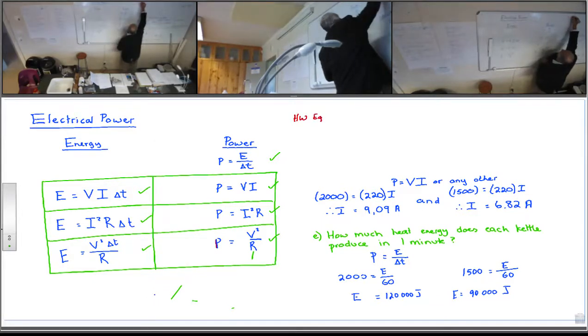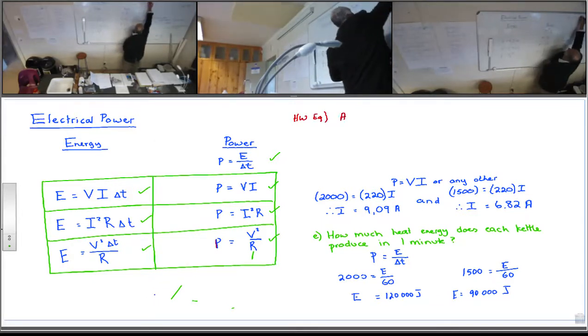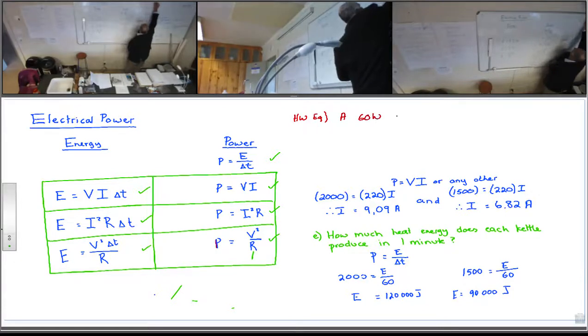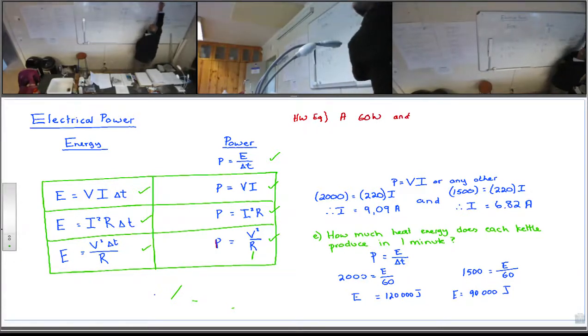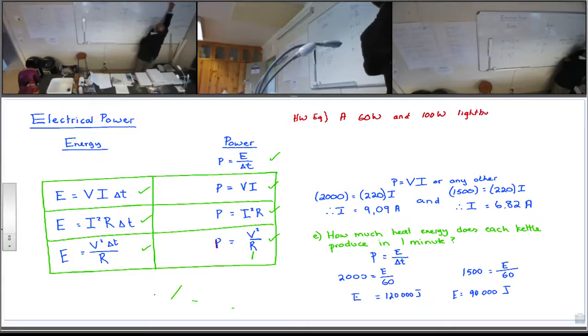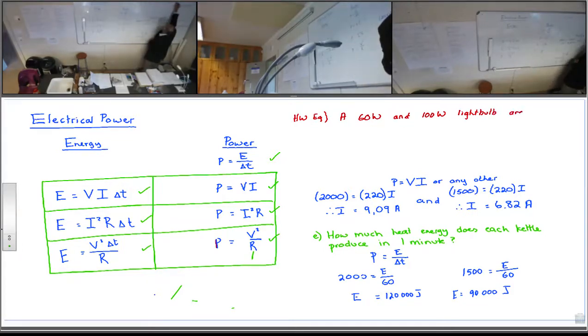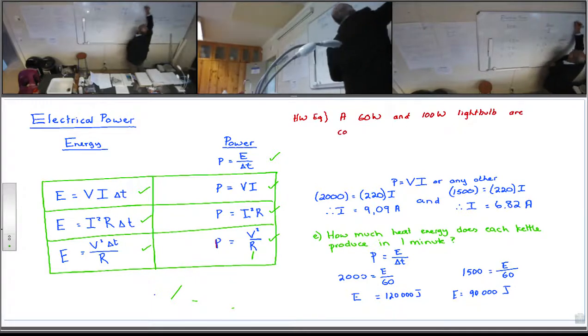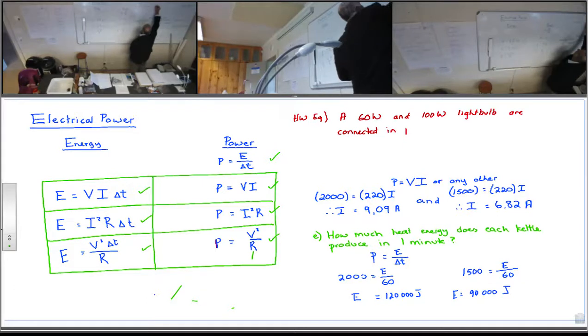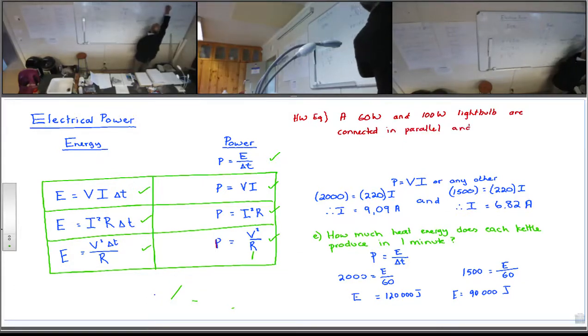Homework example. A 60 watt and 100 watt light bulb are connected in parallel and plugged into a 220 volt socket.